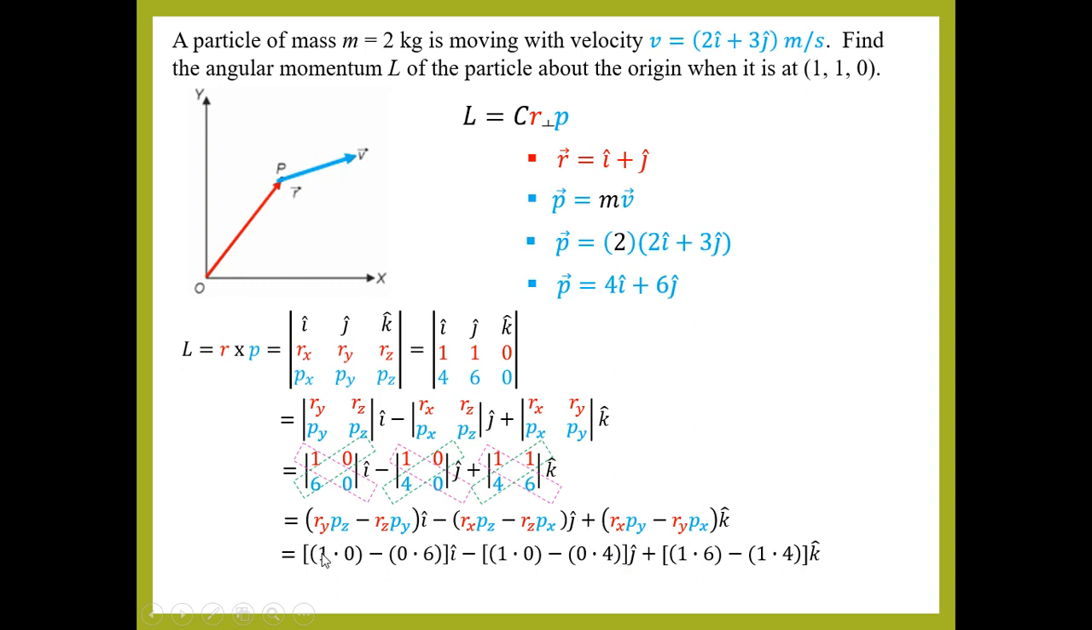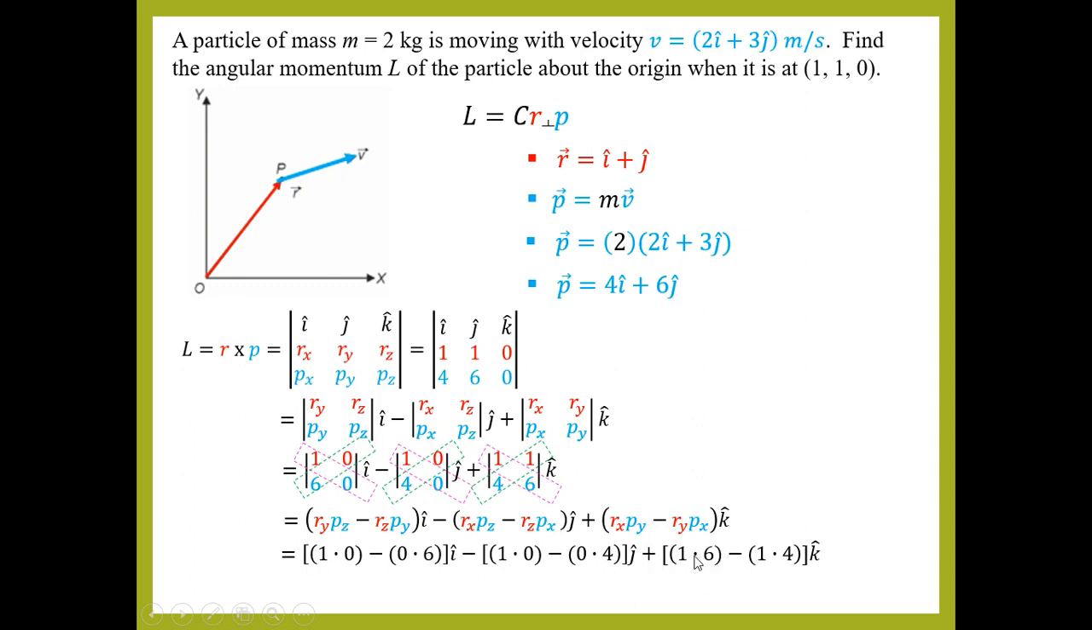So notice here, 1 times 0 is just 0, minus 0 times 6 would just be 0 anyways. So there's no I component. And then here, 1 times 0 minus 0 times 4. This whole set in the middle also gives you a 0 because there's nothing here. 0 times 1 is 0, and then subtract 0 times 4, which is 0. 0 minus 0 is just 0. And then really that only leaves us with the k component.